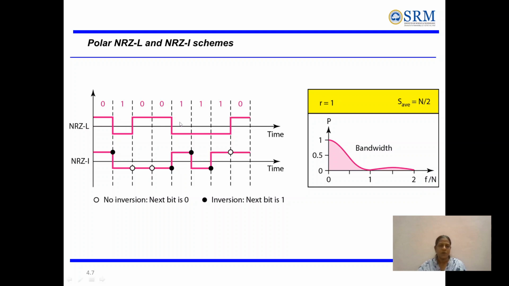Now the next bit is 1. Here you could see the next bit is 1, so there is an inversion. From the negative axis it will move to the positive. Again the next bit is 1, so again there will be an inversion. From the positive it will come down to negative. The next bit is 1 again, so it will be converted to positive. The next bit is 0, so it will remain at the same level. This is how you can do the conversion of the bits in non-return to 0 I. Here you could see the bandwidth representation, and also the S average is basically N divided by 2.